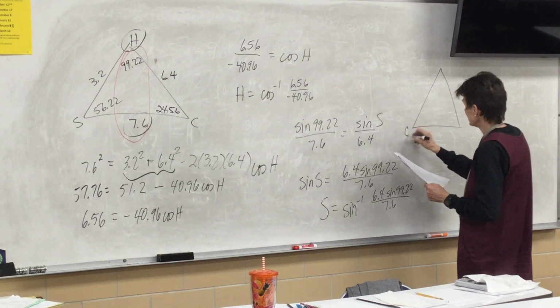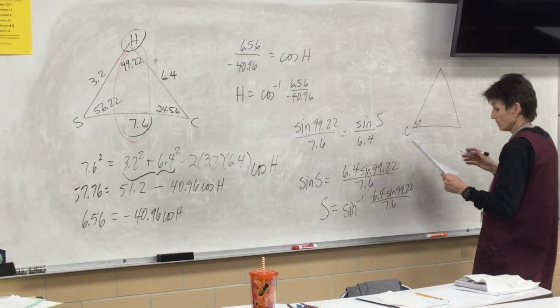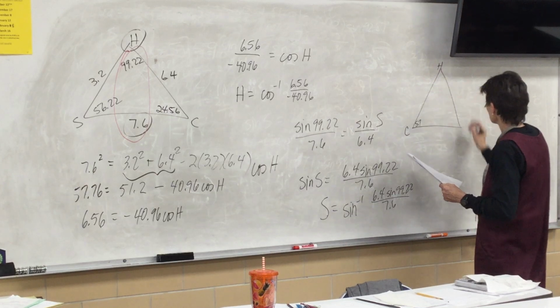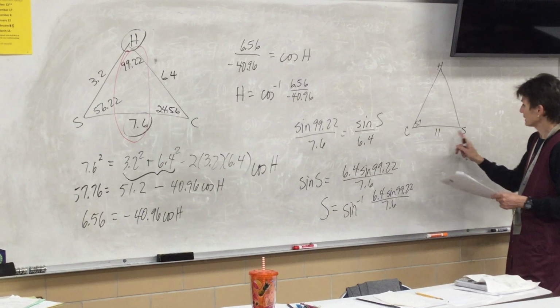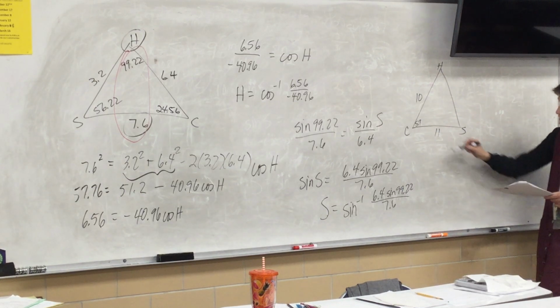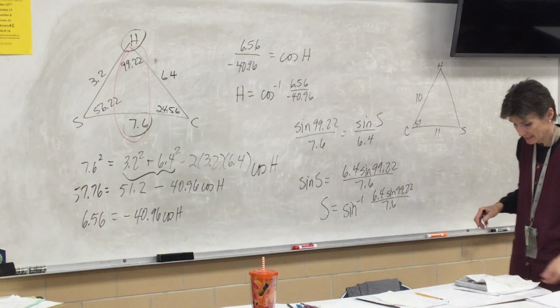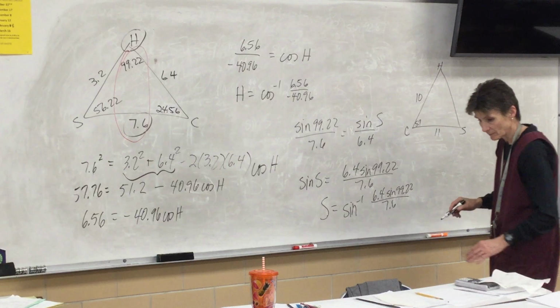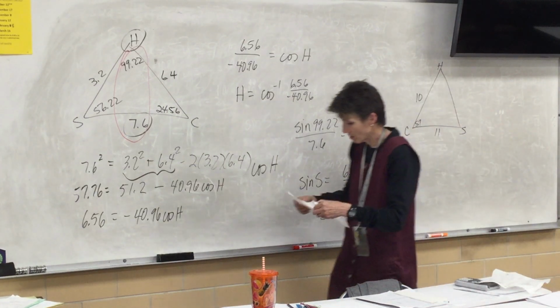Problem C, I need to change some stuff. So make it side H is 11 and side S is 10. So angle C is 57, side H is 11, and side S is 10. And we're going to solve this triangle.